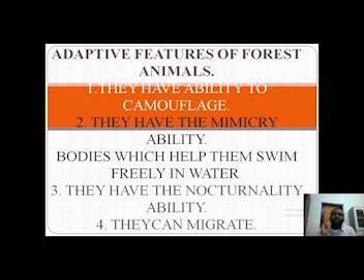Now, number 2, they have the mimicry ability. Adaptive features of forest animals: they have the mimicry ability. What does it mean? From the word mimicry, what does it mean? It's gotten from the word mimic, to mimic someone.